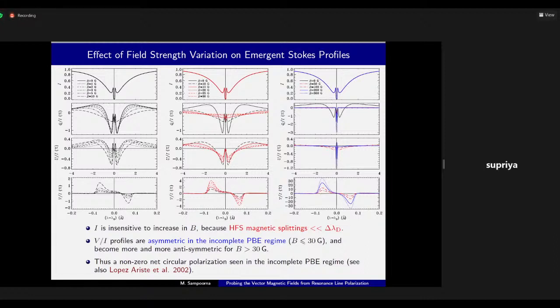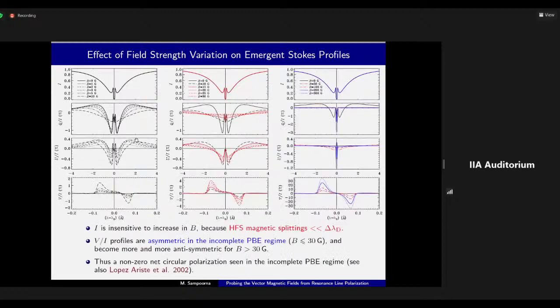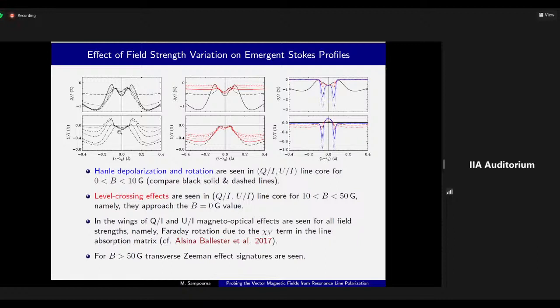Okay, sure. For fields larger than 30 Gauss, we see that V/I profiles start to become more and more antisymmetric. Thus a non-zero net circular polarization is seen in the incomplete PBE regime, as noted also in Lopez Ariste et al. 2000. Now coming to the linear polarization. The linear polarization shown here is zoomed in to show details in the line core and the near wings.